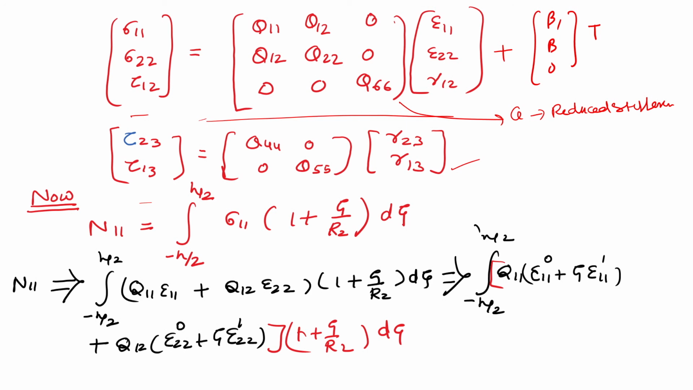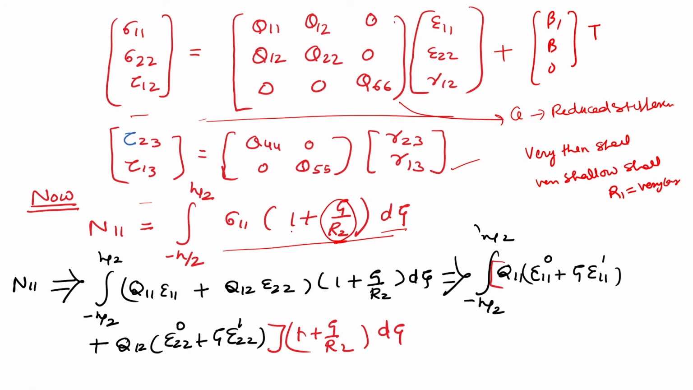Now, what is the definition of our in-plane stress resultant? The very first is the definition of N11. N11 is defined as the integral from minus h by 2 to plus h by 2 of sigma 11 times (1 plus zeta by R2), where R2 is the radius of curvature in the second direction, into d zeta. From here the concept of solution based on the theory starts changing. If we want to apply it only to a very thin or very shallow shell, where the radius of curvature is very large, then this component can be neglected compared to 1.